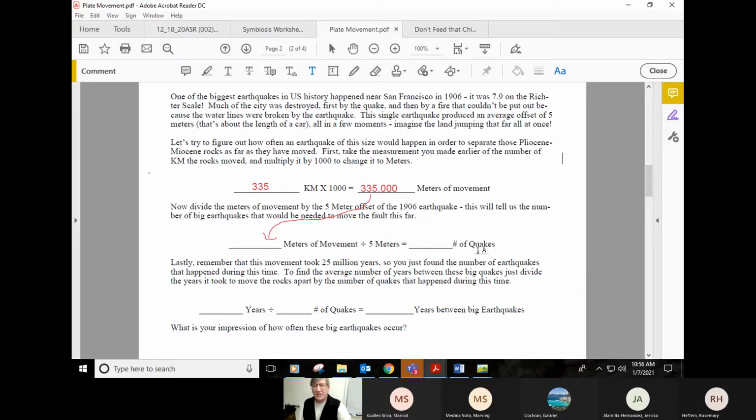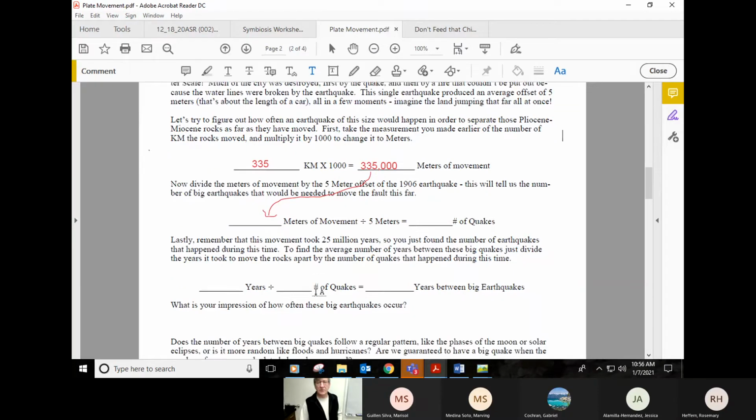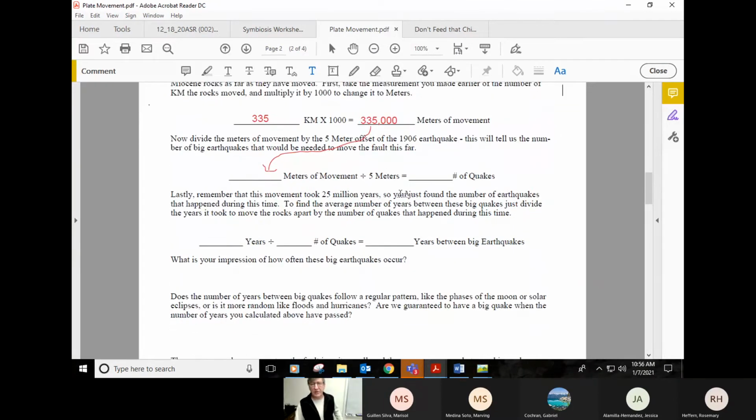How many big earthquakes would it take to move the land 335 kilometers if each quake is 5 meters? Since this is measured in meters, we had to convert our kilometers to meters up here first. Now you bring that 335,000 down here, divide by 5, fill in your answer here. Go ahead, use your calculator. 335,000 divided by 5.